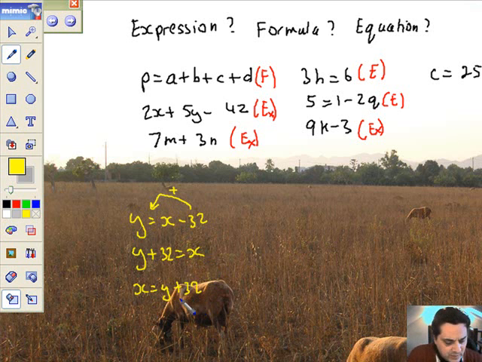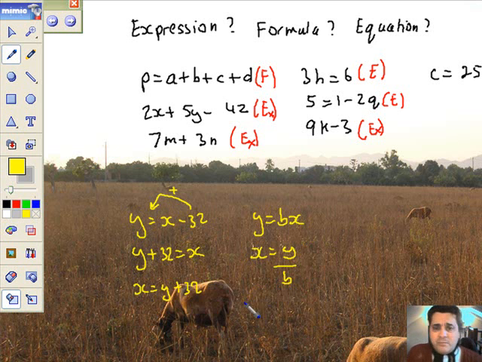Alright, so I'm done. B, I've got y equals bx. Now bx means b times x. To get x on its own, the b is multiplied here, take it next door and divide, perform the opposite operation. Next one, C, I've got d equals 7x minus 60.